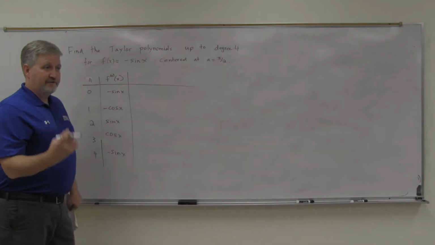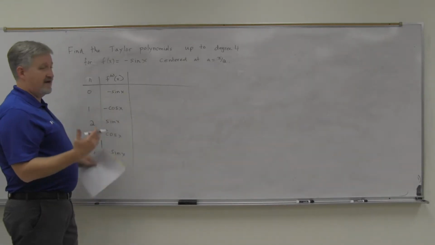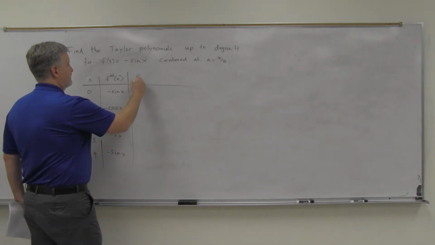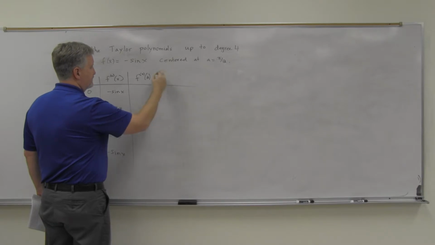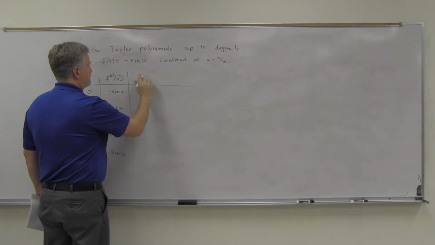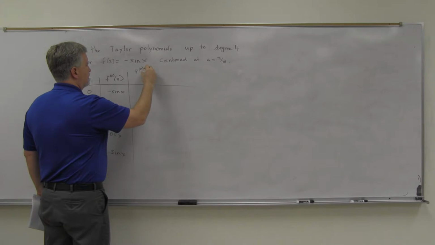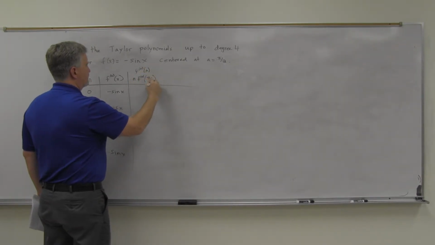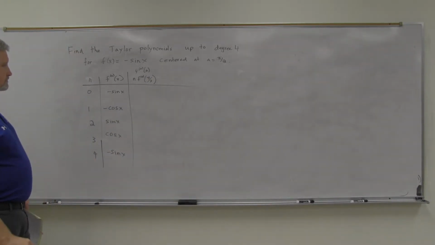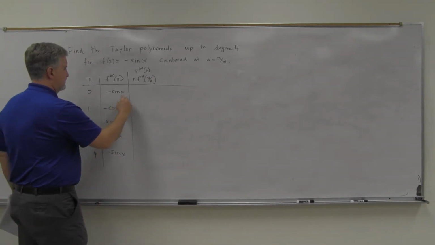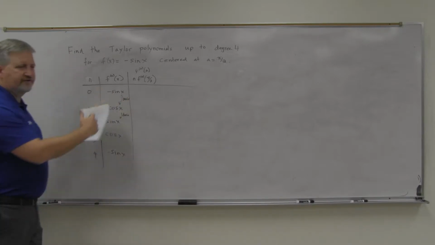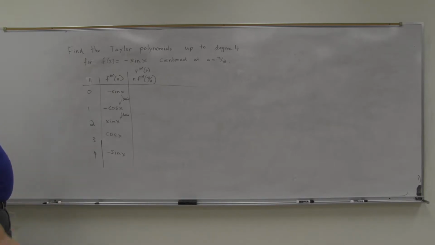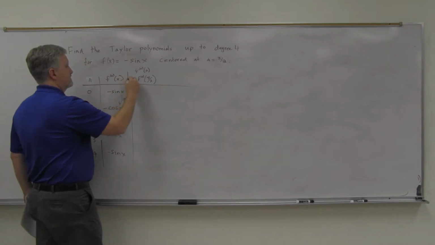Now, in the Taylor polynomials, I need those evaluated at a, which in this case would be pi over 2. These are just doing the derivatives, and then we'll put it all together. It's just kind of organized in a different way. That's important.